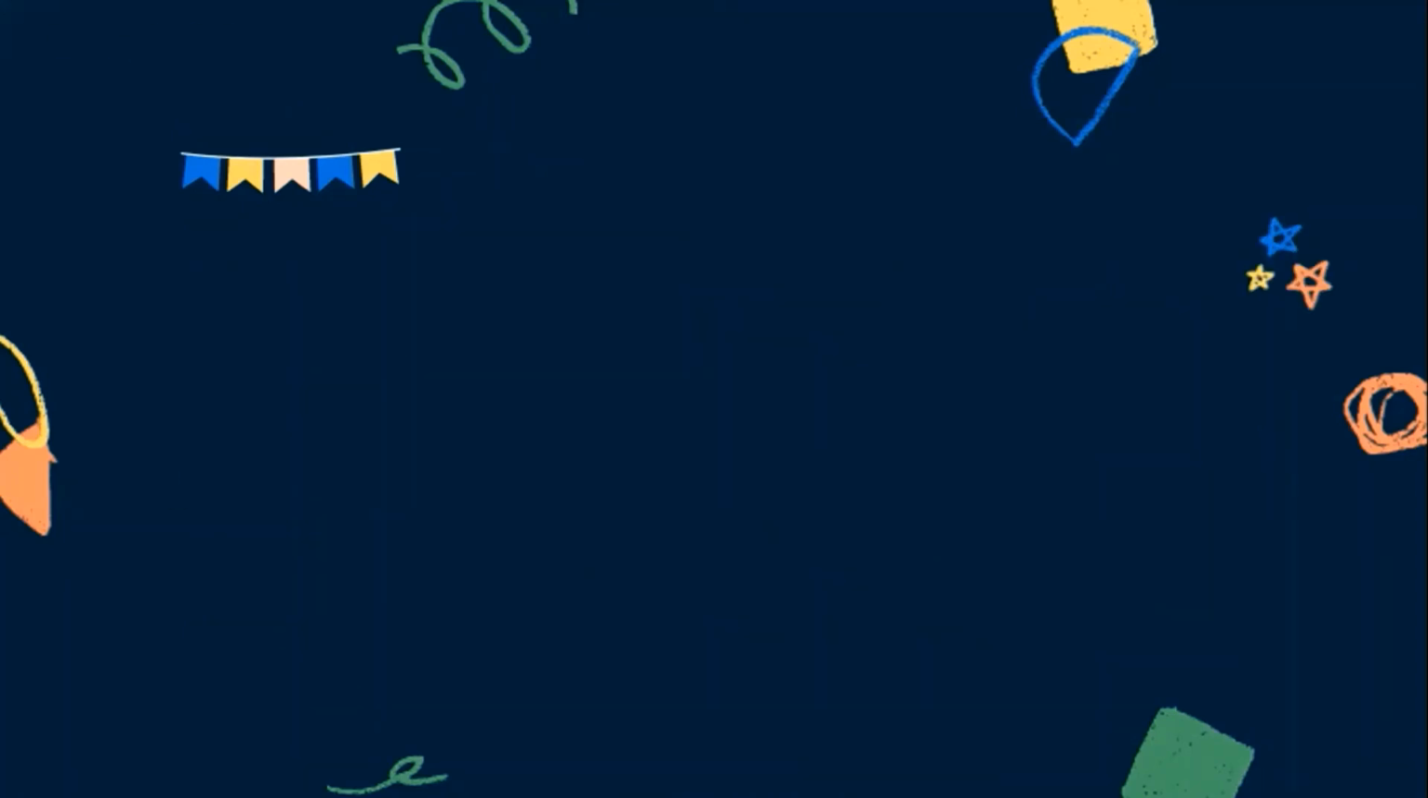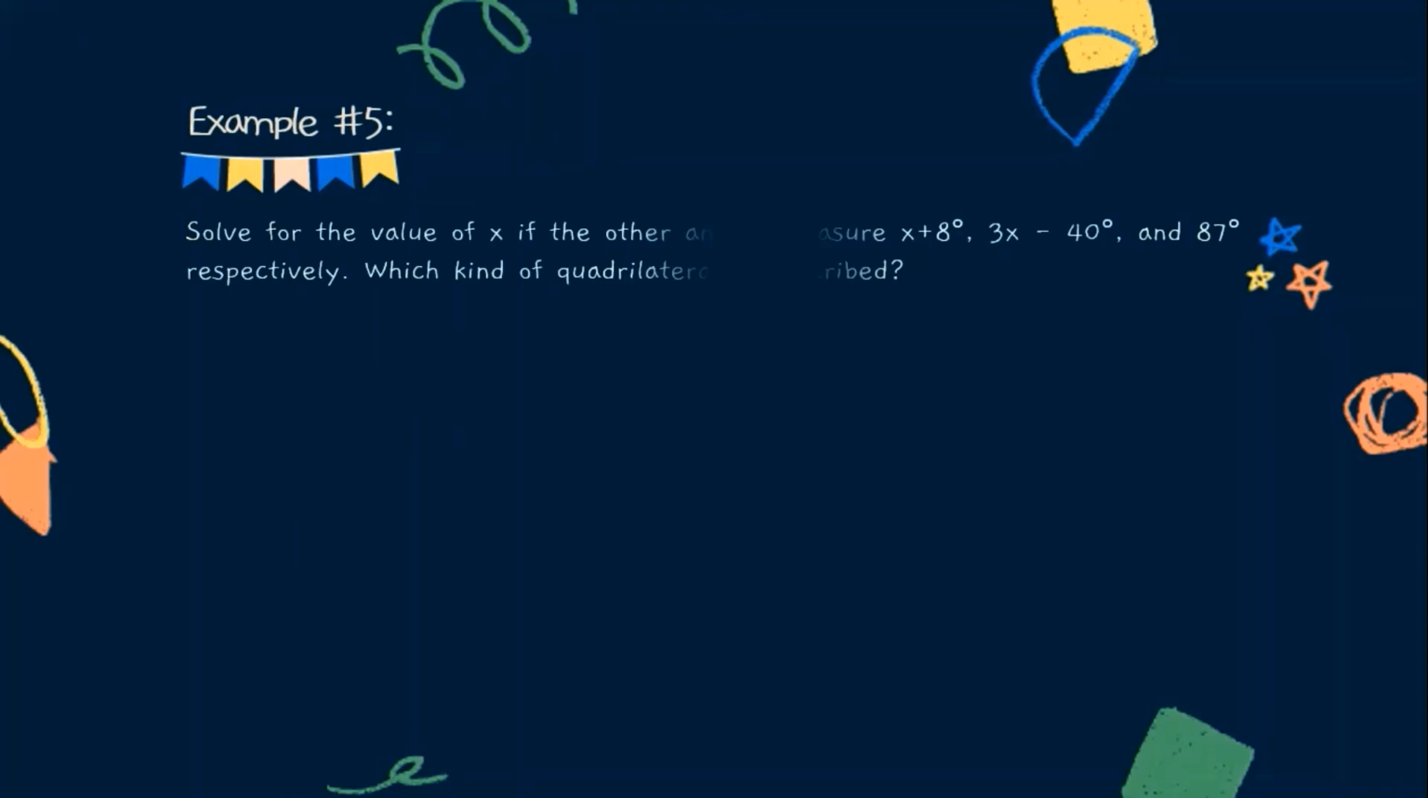Let's have another example. Example number 5. Solve for the value of x if the other angles measure x plus 8 degrees, 3x minus 40 degrees, and 87 degrees respectively. Which kind of quadrilateral is described? For this word problem, dalawa yung hinihingi. Yung value ng x ng quadrilateral, yung missing angle, and which kind of quadrilateral, classification of a quadrilateral.